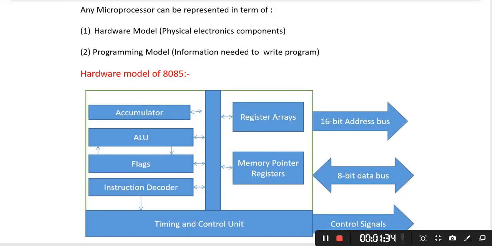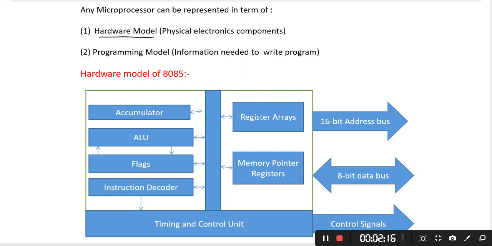If you want to represent any microprocessor, then it can be represented by two models. One is the hardware model, another is the programming model. Hardware model means what are the minimum components through which we can depict the architecture of any microprocessor, and the programming model suggests what is the minimum information required to write a program in the microprocessor.